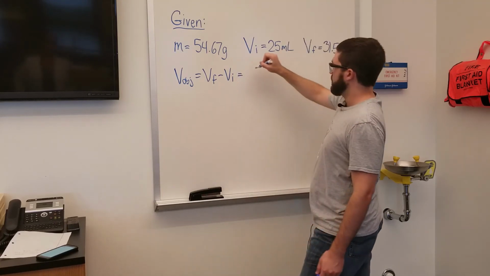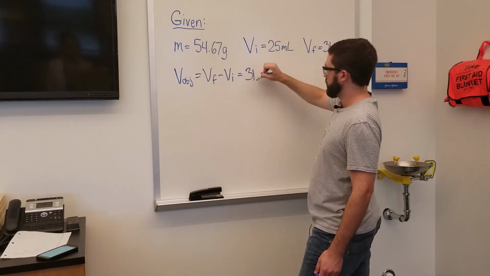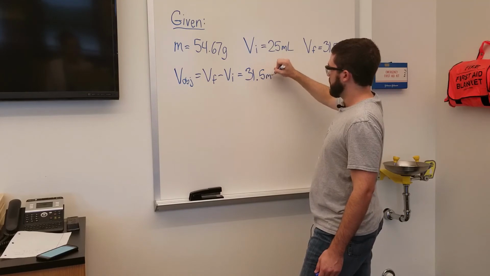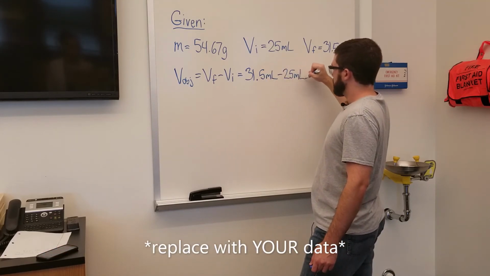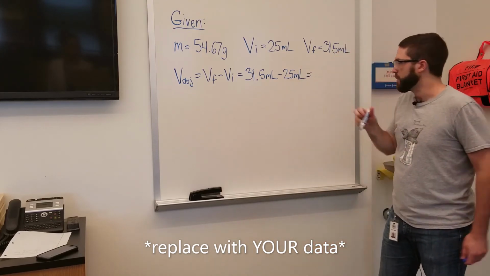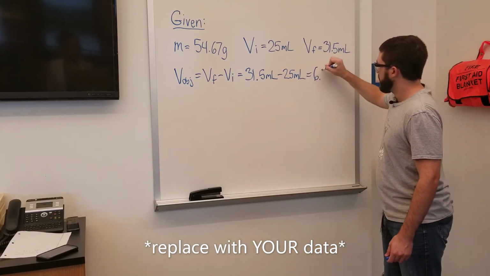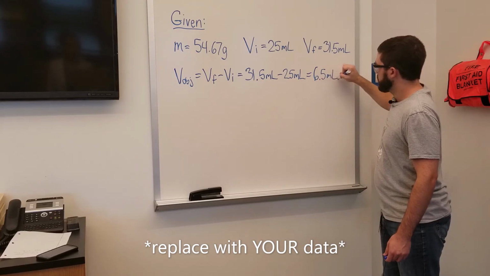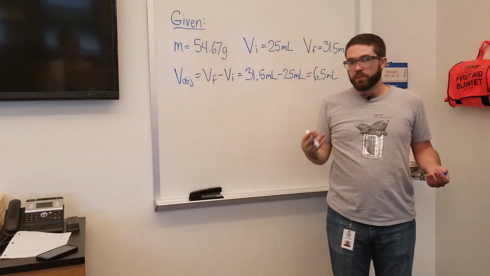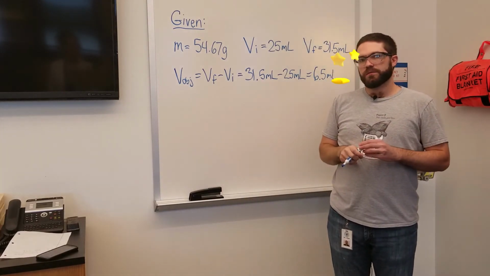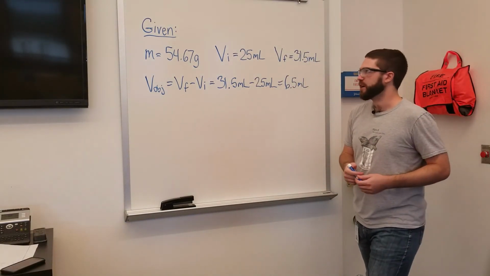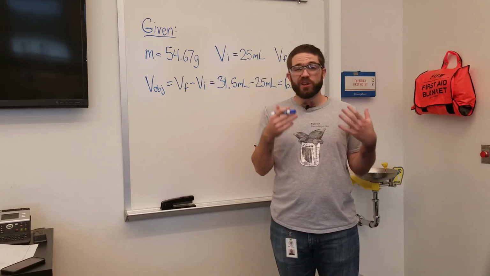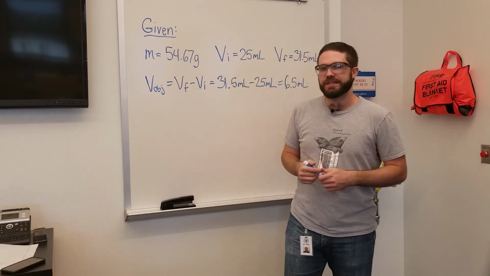We can go ahead and plug and chug our numbers. So 31.5 milliliters minus 25 milliliters. Some quick head math will tell me that is 6.5 milliliters. So the volume of my object is 6.5 milliliters. Okay, so now that you have the volume of the object, you have the mass of your object, now you can use those two to calculate density.